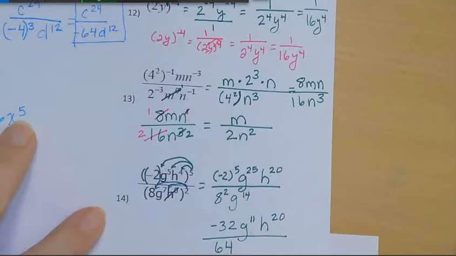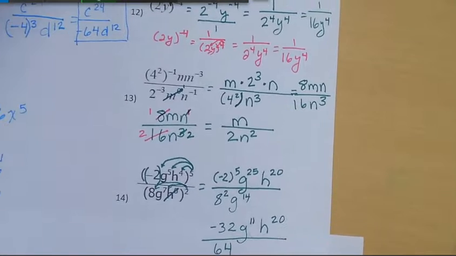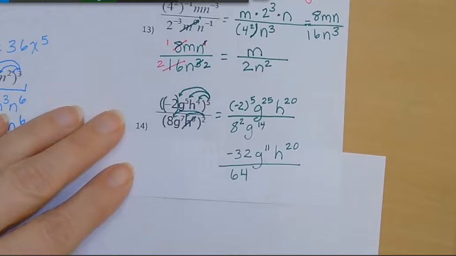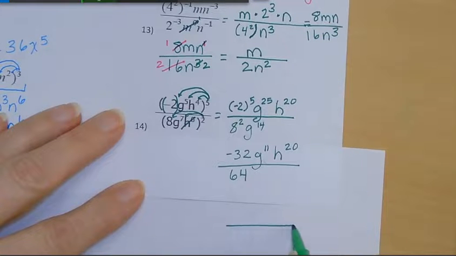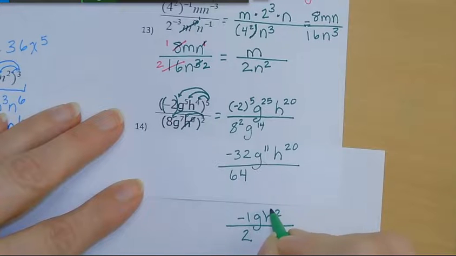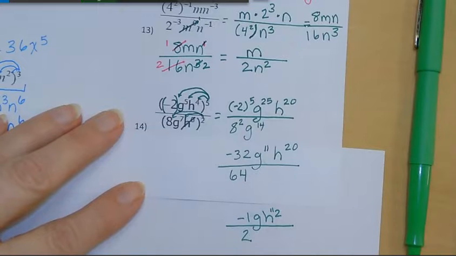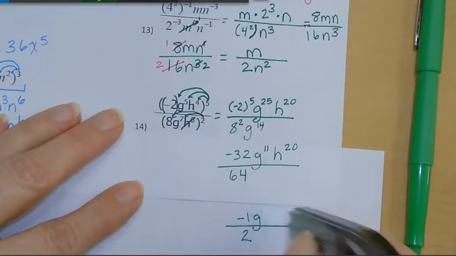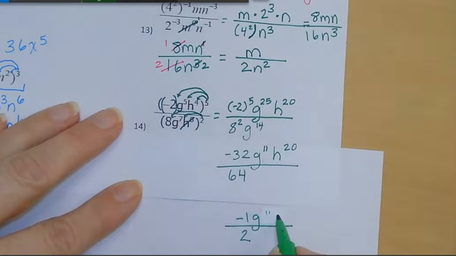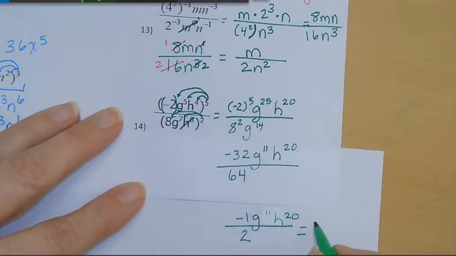And I will simplify by saying I know negative 32 over 64 is really negative 1/2. So I still have a fraction, negative 1 over 2, and I have g to the 11, h to the 20. And of course we like to rewrite that without the negative 1. We can just say negative g to the 11 h to the 20 all over 2. Or we could say negative 1/2 times g to the 11 h to the 20. Those are the same thing.